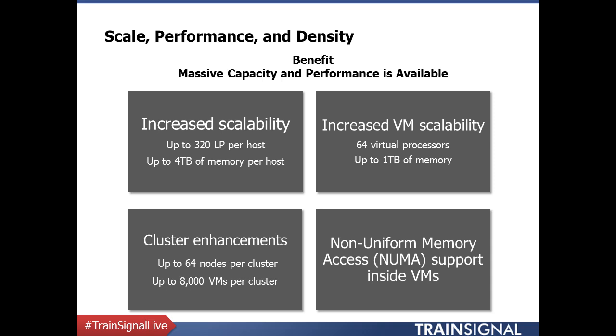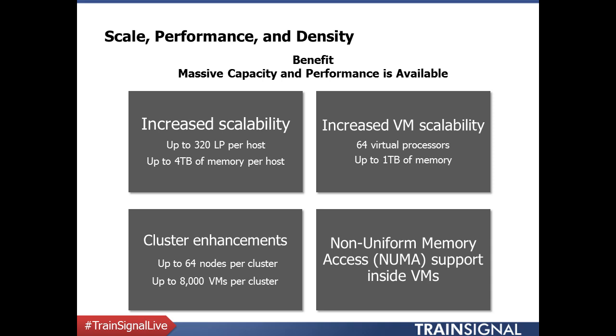Moving on to scale, performance and density. This is something that Microsoft, of course, has touted significantly, and that's the increased scalability of Windows Server 2012. So with Windows Server 2012, you can have up to 320 logical processors per host and up to 4 terabytes of memory per host. So that's a lot of resources for a single physical server to be able to wield and share with the virtual machines running inside.